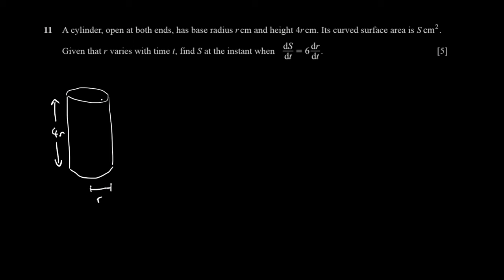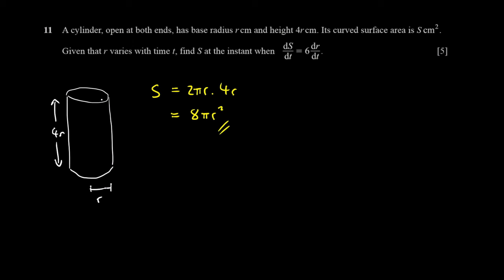Well, the first thing I've done is I've drawn a diagram because I think it helps. We need to find an expression for the surface area. We don't need the area of the top circle or the bottom circle because the cylinder is open at both ends. So we need an expression for the area of this bit around the side. To do that, we need the circumference of the circle on the bottom, which is 2 pi r, and we want to times it by the height, which is 4r. So s is equal to 2 pi r times 4r, and that's going to give us 8 pi r squared. That's the first thing.